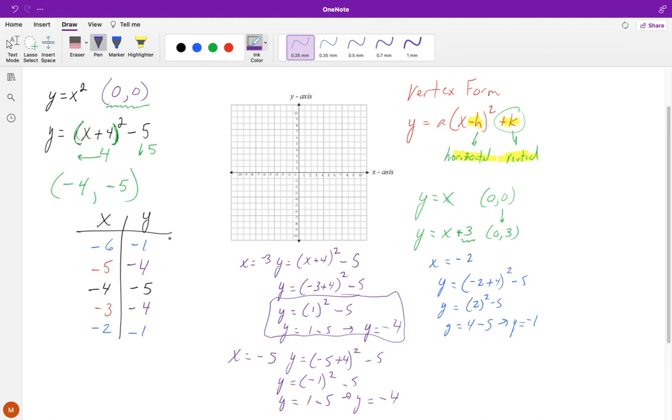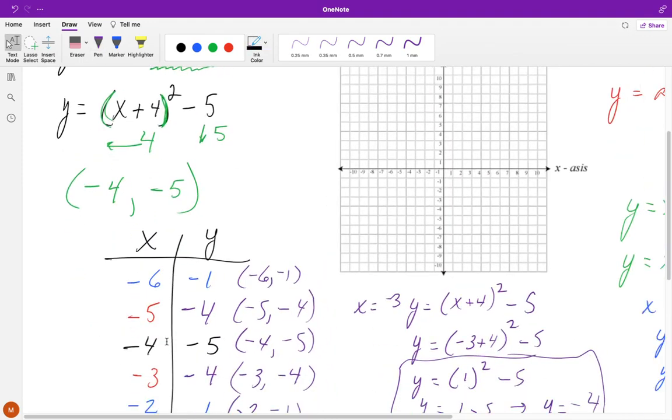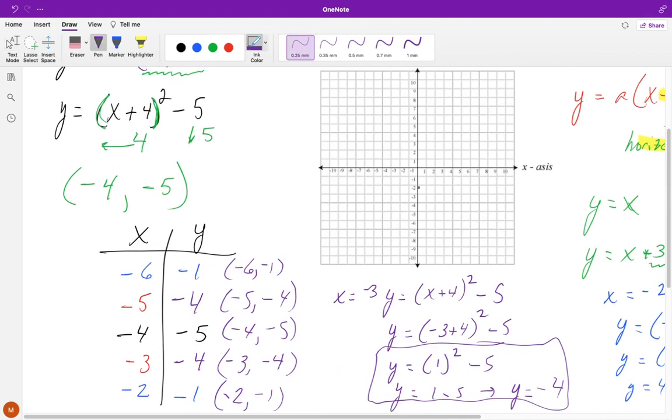And then this generates the points of negative 6, negative 1, negative 5, negative 4, negative 4, negative 5, negative 3, negative 4, and negative 2, negative 1. And now we're just going to go ahead and graph these points. So there's our points, and then I'll draw my U shape going through it.